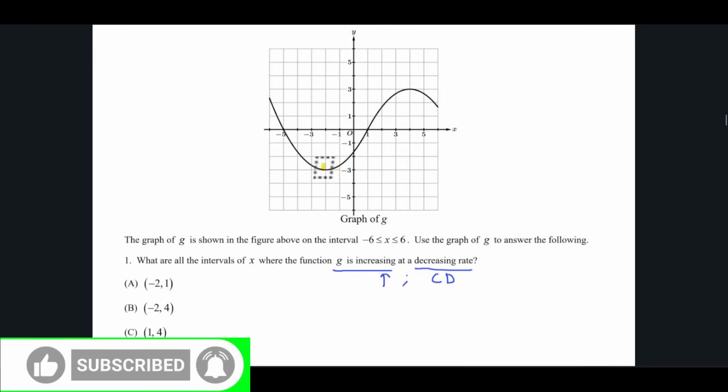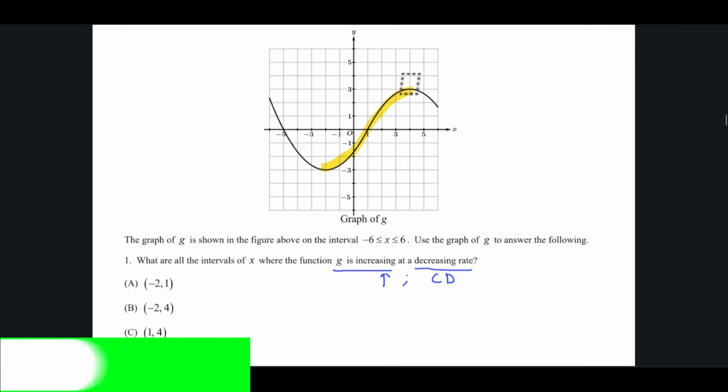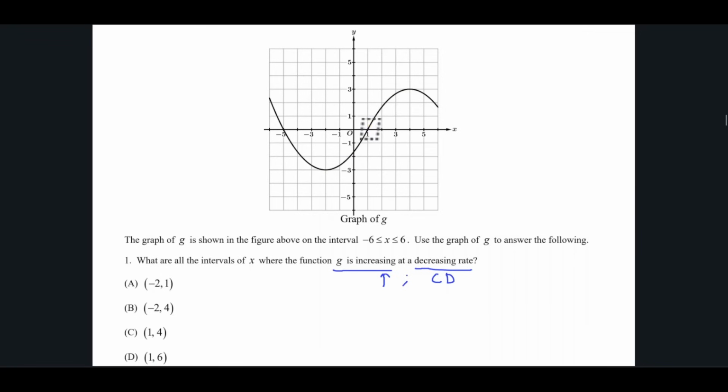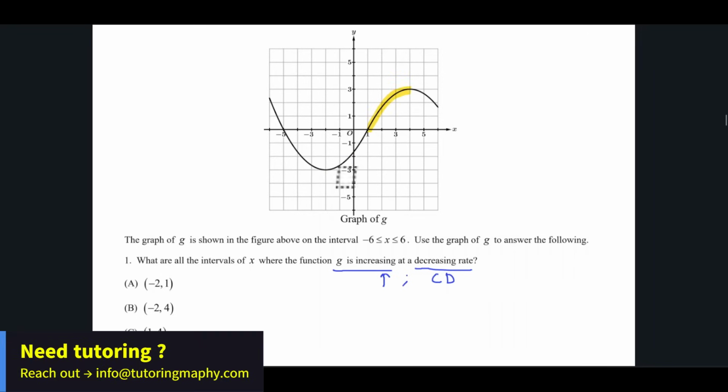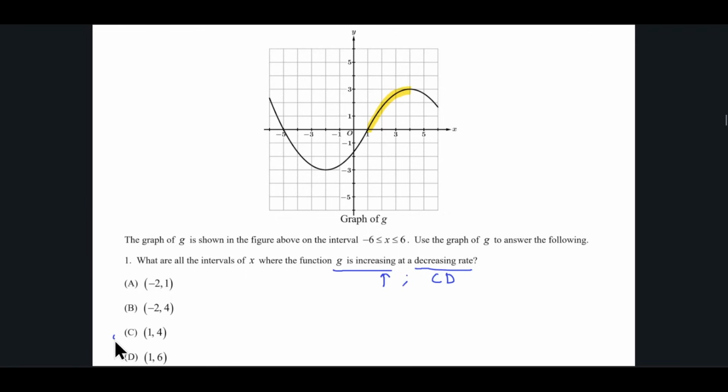So it is increasing from here to here, but it is concave down only, I believe, from here to here. Right, so it looks like 1 to 4, and yes, fortunately we do have an option 1 to 4 where it is increasing as well as it is frowning or concave down in nature.